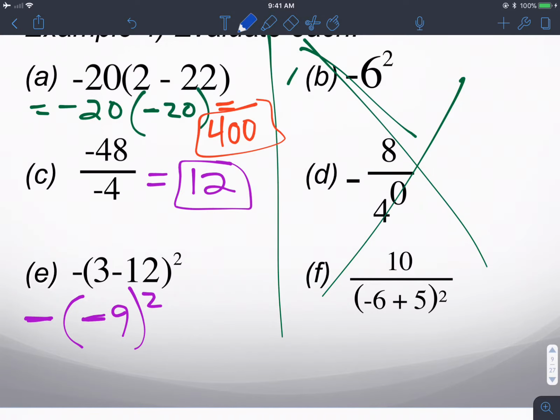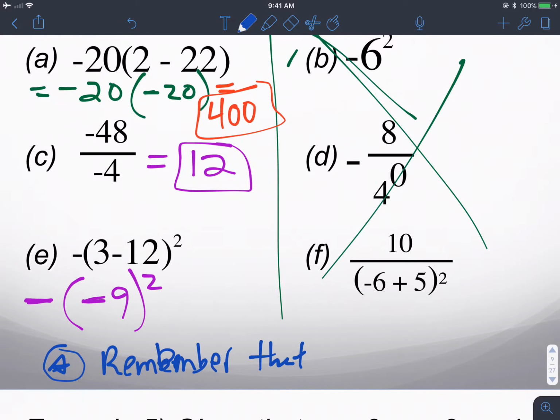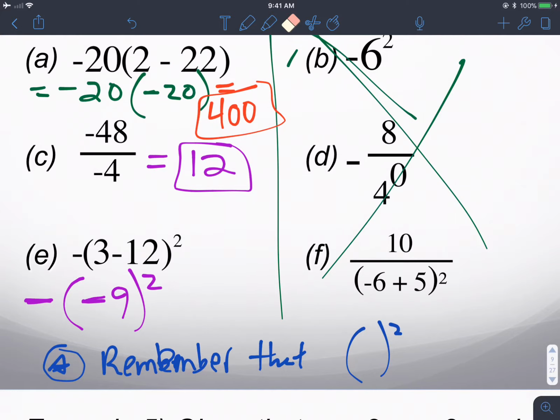This becomes another key point that I have to mention, okay? Remember that a square is like multiplying the number twice. So say 3 squared is 3 times 3. All right? That means that I'm going to have a negative here, and I'm going to write it as negative 9 times negative 9.